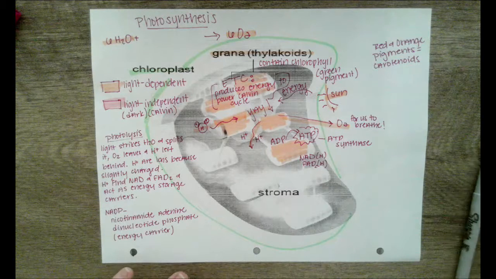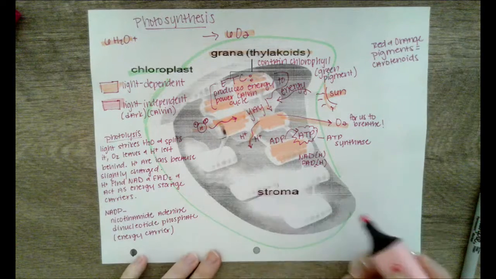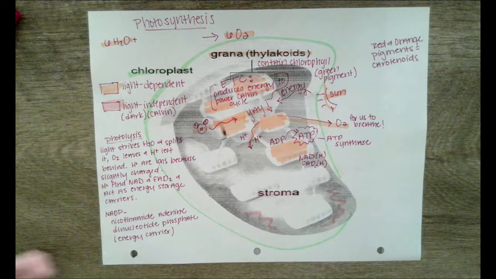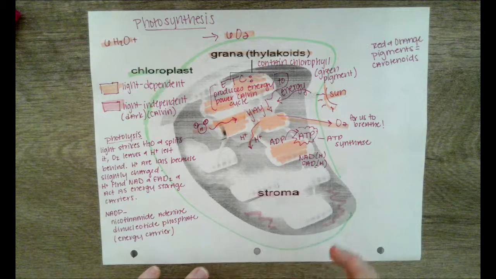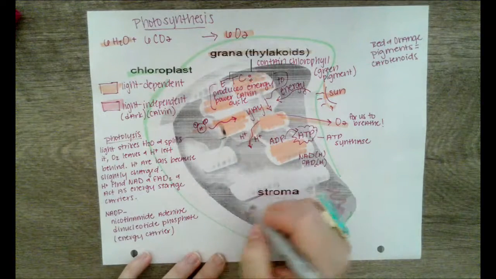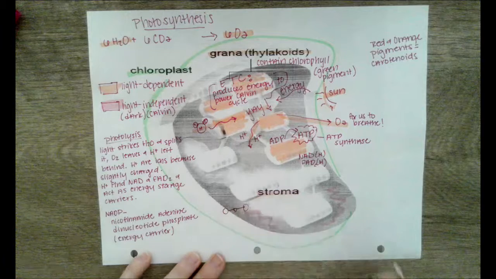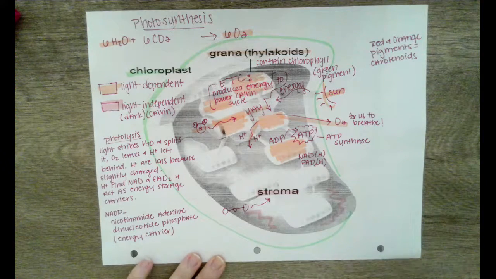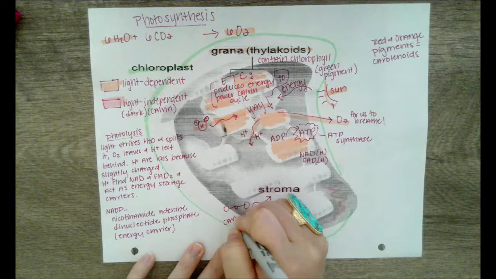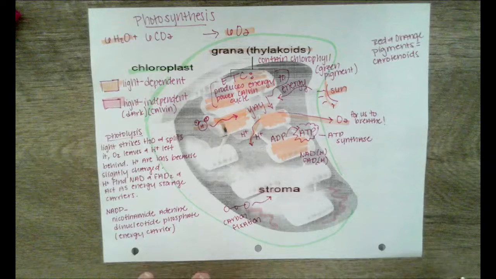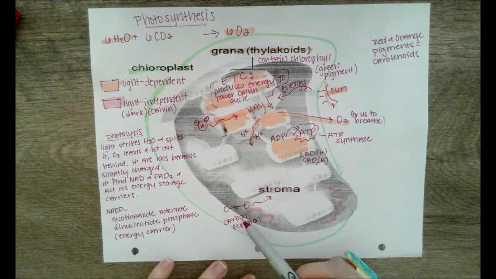Here, our location is in the stroma. That is all of the in-between space between the thylakoids. Carbon dioxide is going to be taken in by the plant. So the plant takes in 6 carbon dioxide. That's what our carbon dioxide is going to look like. So carbon dioxide goes into the stroma, and it's fixed. This process is called carbon fixation, basically meaning it's just changed into a different molecule.